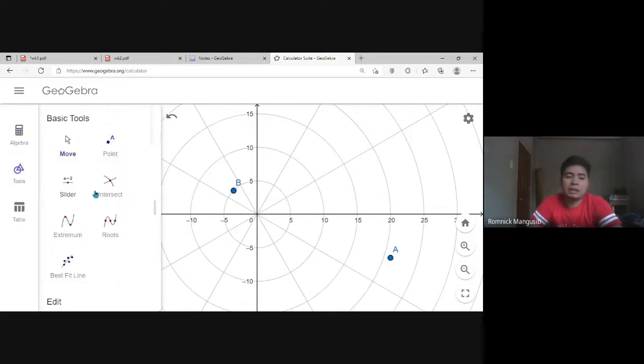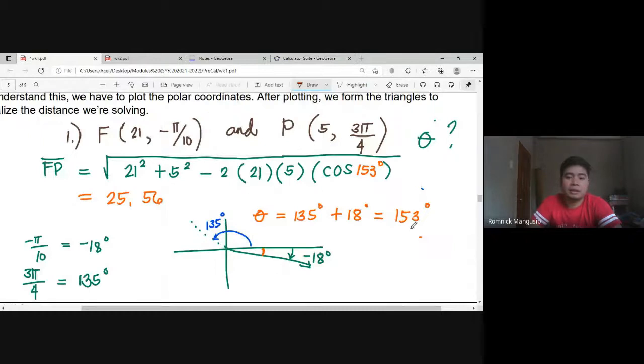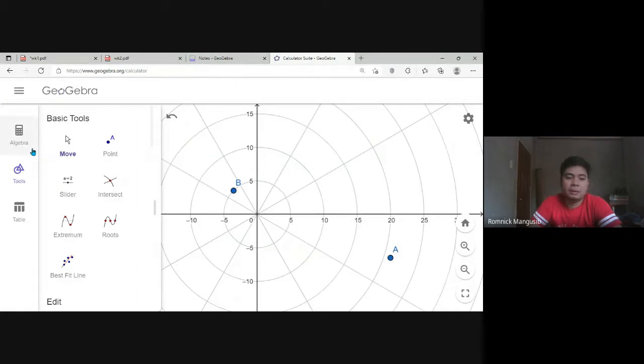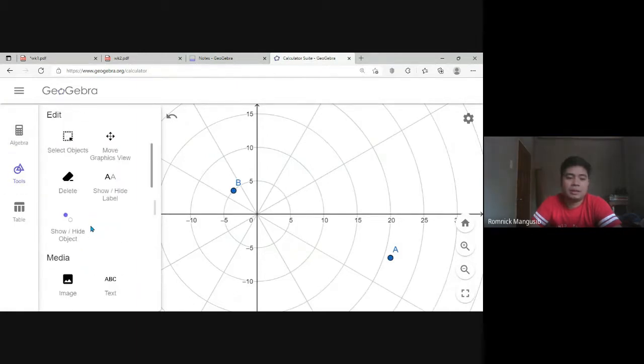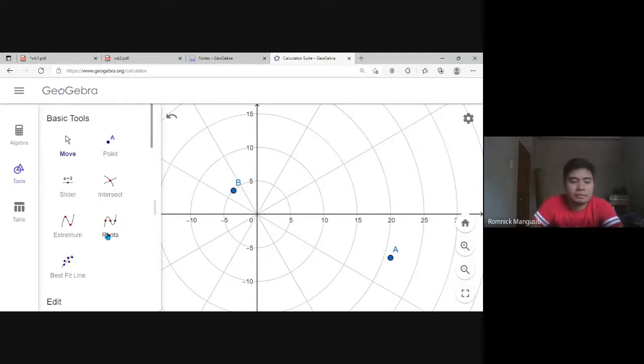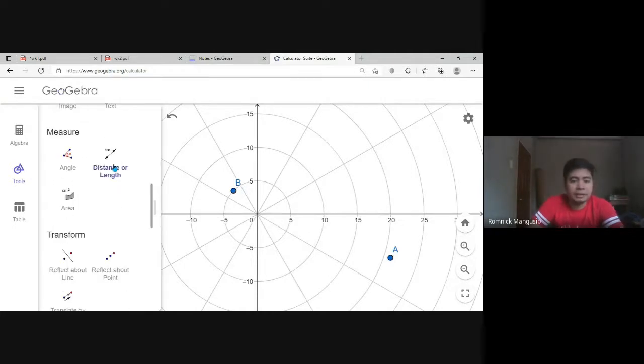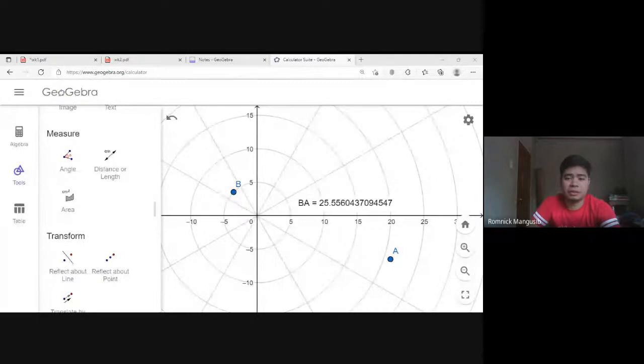And then pag kukunin natin ang distansya para mapatunayan lang natin ang sagot na that is 25.56 units, then we can go to tools and select distance. Ayan, the distance, point B to A. So there you go. Yan ang sagot. 25.56 really is a distance. Well, I'm not telling you that you have to do the GeoGebra during the exam, but that's just a quick proving using the GeoGebra that the distance really is 25.56.